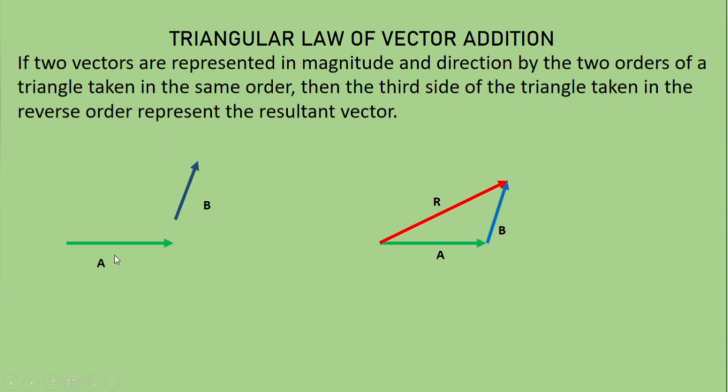Just consider two vectors, vector A and vector B. You have to add these two vectors. So to add these two vectors, place vector B at the head of vector A, and their resultant, that is vector A plus vector B, will be the vector drawn from the tail of vector A to the head of vector B. See, this is the resultant vector R.